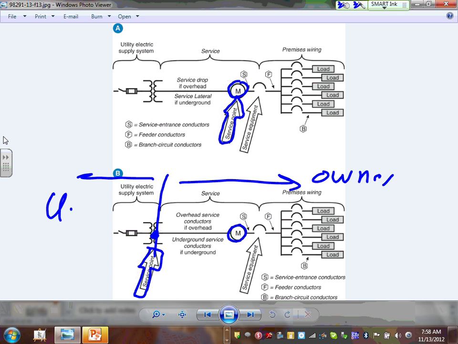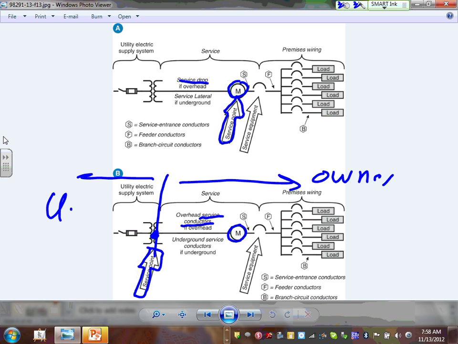Any questions, guys, about the service? The difference between the service point. When you put the service point, it decides what is service conductors. So look at this. If you put the service point here, they introduce something called service conductors. These are where service drop. Can you guys see that?